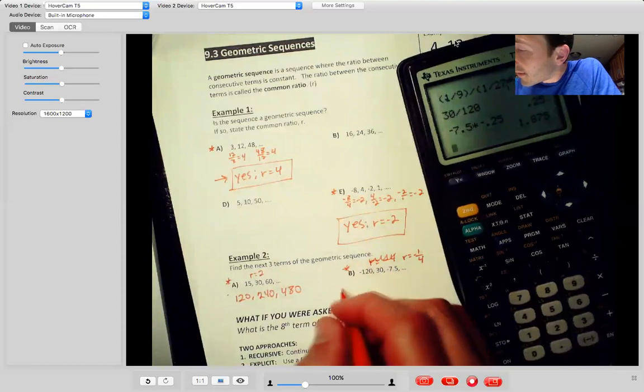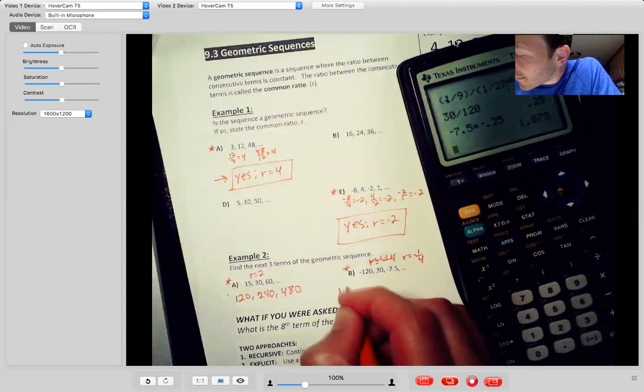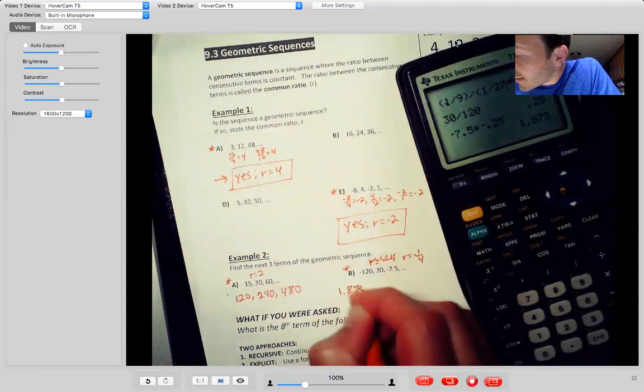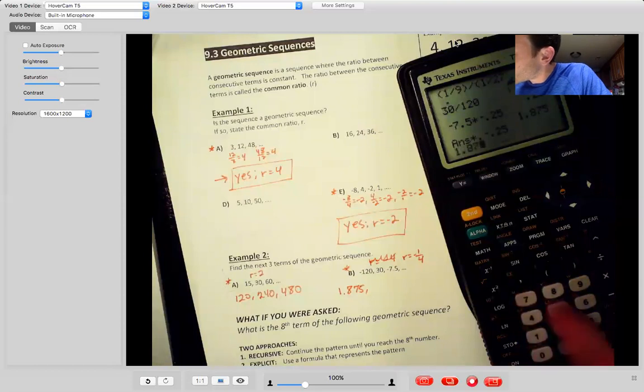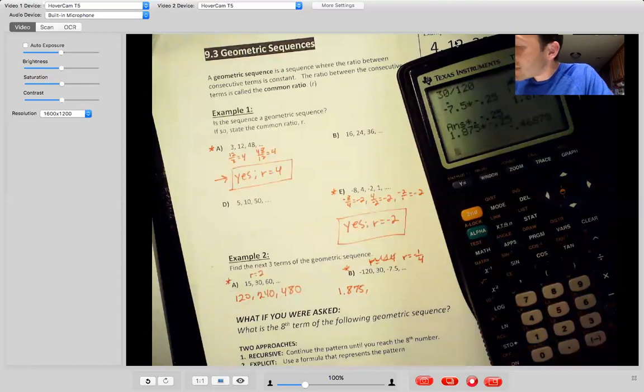So negative 1.875, or sorry, positive 1.875 times 0.25. Sorry, it should be negative 2.25. Must have typed it in wrong. 1.875 times negative 0.25.